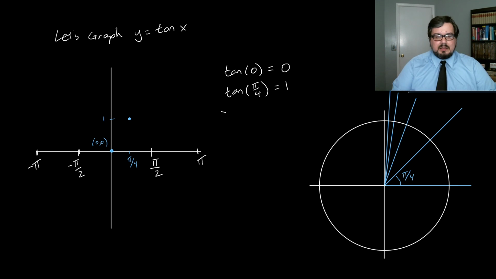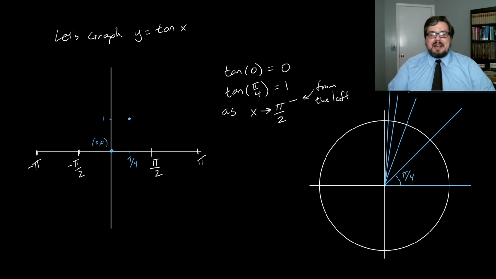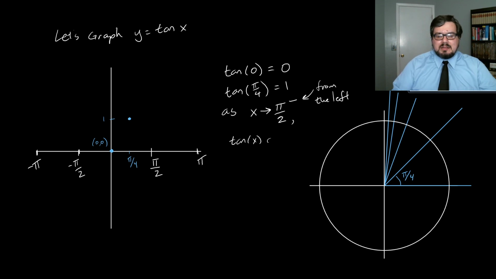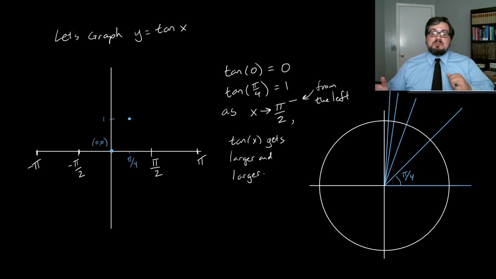So we could say that as x goes to pi over 2 from the left, so this notation means that as x gets closer and closer to pi over 2 from below, so we're taking numbers smaller than pi over 2, but we're moving closer to them, tangent of x gets larger and larger. So the slopes of these blue lines keep getting bigger and bigger and bigger.